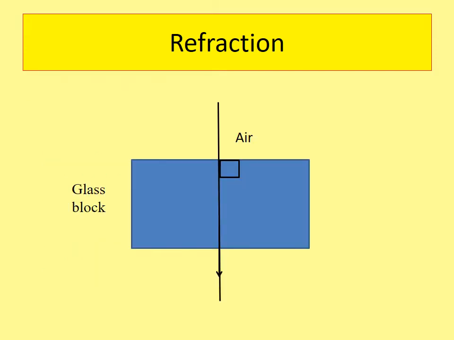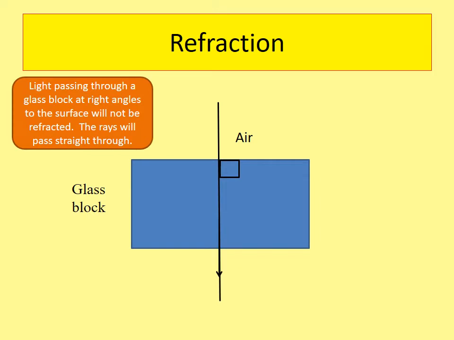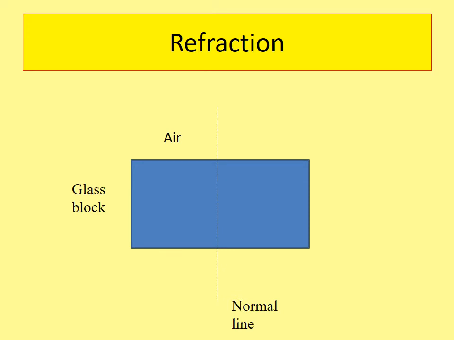So let's look at the interface in a glass block between air and the glass itself, which will be part of the experiment as well, and usually comes up as a question in exams. Light passing through the glass block at right angles to the surface will not be refracted. These ray lines will just pass straight. Again, just as we did with reflection, we have a normal line, which is exactly orthogonal, or 90 degrees, to the interface between the air and the glass block. This interface is where the air meets the glass.